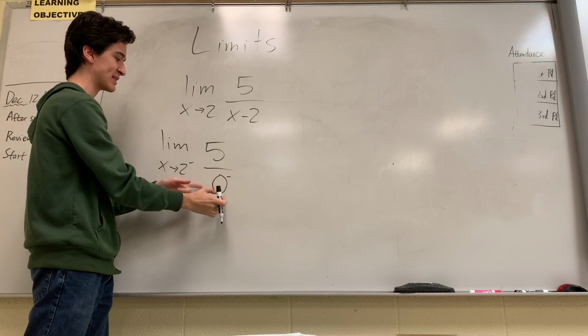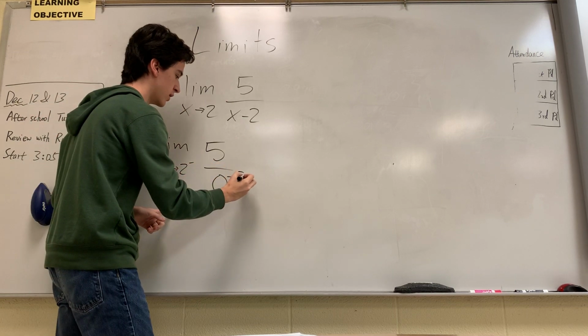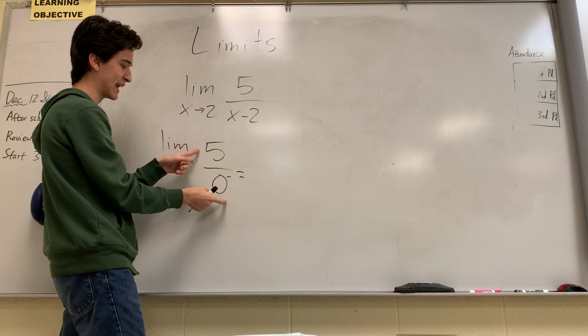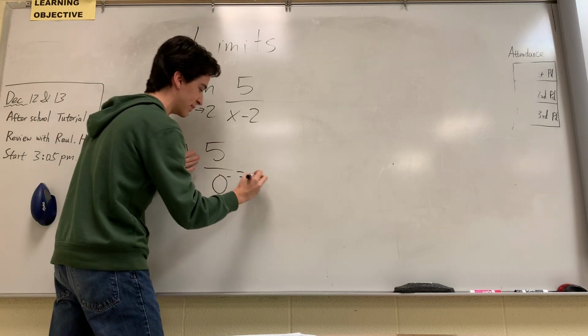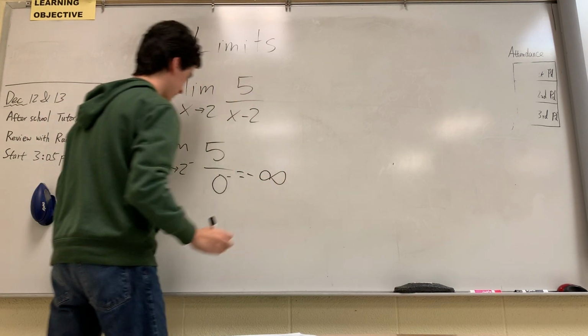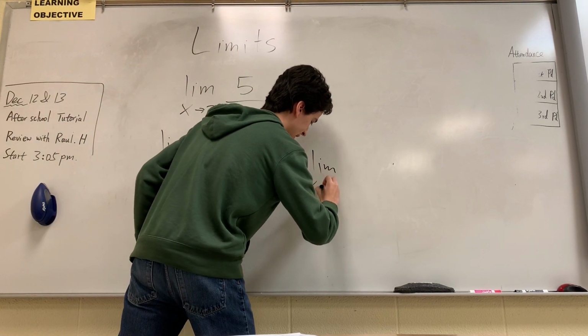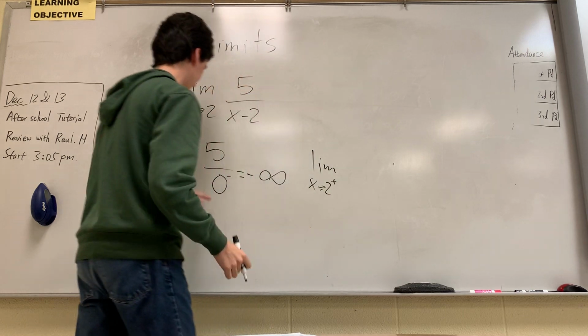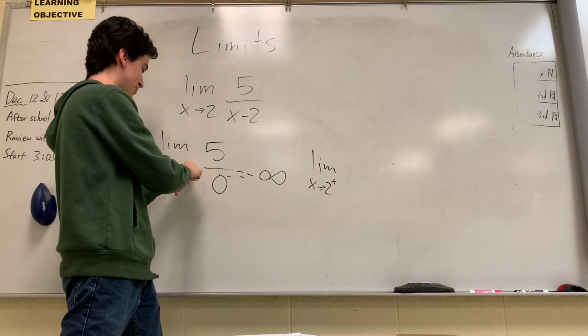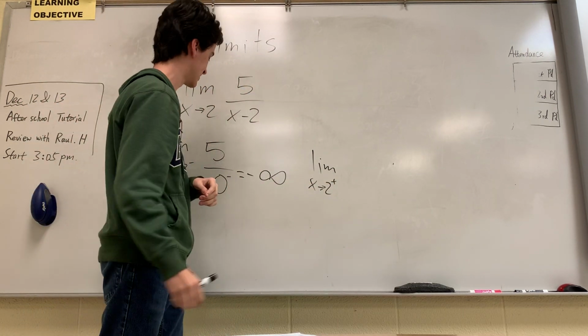And since they're so close, it's basically a 0. So from the left side, well, 5 divided by a negative super tiny number, that's basically just going to be negative infinity, right? And if we do something from the right side, if we take that same limit as x approaches 2 from the right side, by the way, that's the notation. Left side is you have a little minus, and right side you have a little plus.